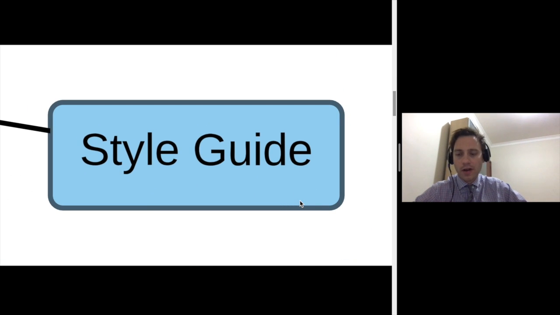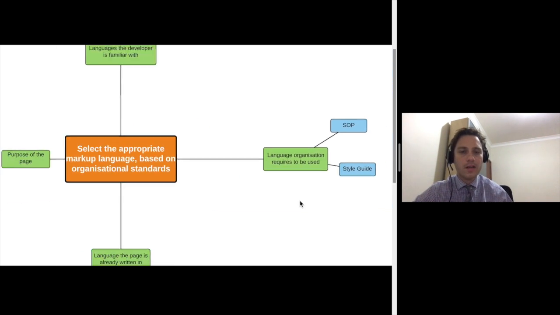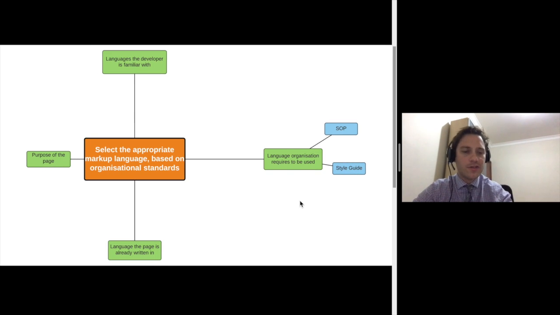And also a common style guide. There might be elements in a style guide that can only be done in a certain language, and so you would obviously need to use that language to implement that style guide. And that's select the appropriate markup language based on organizational standards.